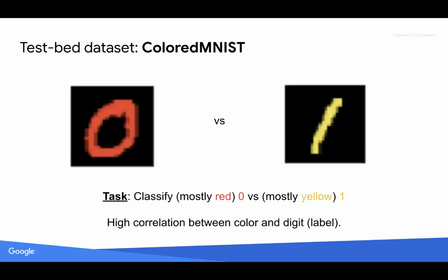Okay? So in order to understand the more precise manifestation, we take this test-bed data set, which is called colored MNIST, and the task is to classify mostly red zeros versus yellow ones. While there is high correlation between the color and digit, the label is only dependent on the digit. So there could also be some yellow zeros and red ones. Only the digit gives us the correct label, but color is still very highly correlated with the label, so it acts as a spurious feature. And you want to see in what way color plays a role in the prediction of the model. Okay?